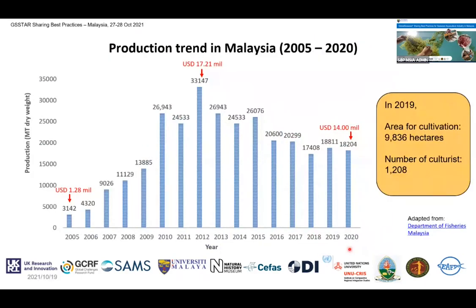This graph shows the production trend in Malaysia, and we can see that generally there is a decreasing trend in production since a peak in the year 2012. And this warrants immediate attention because seaweed farming provides a source of livelihood for over 1,000 farmers in Malaysia.